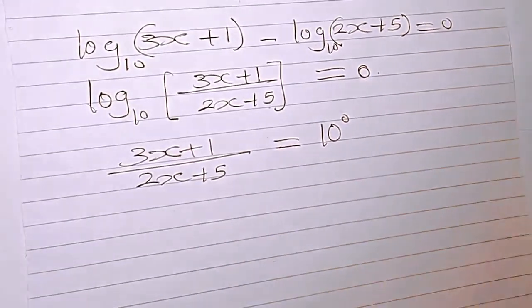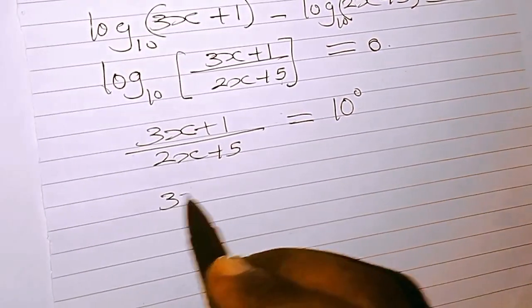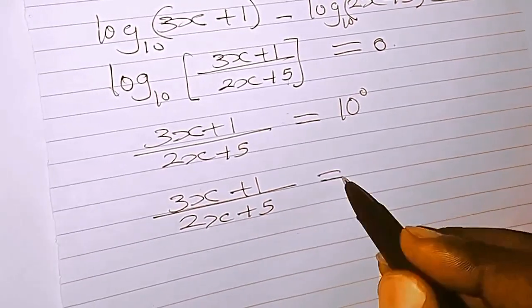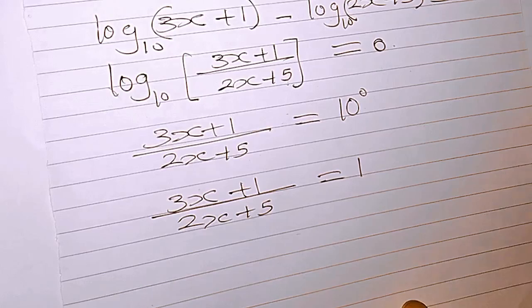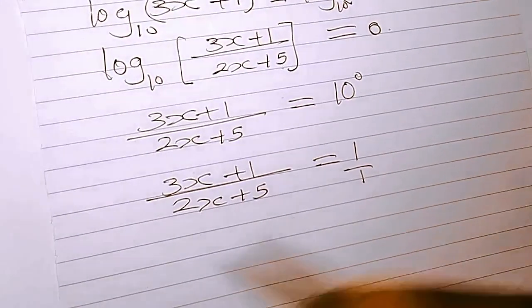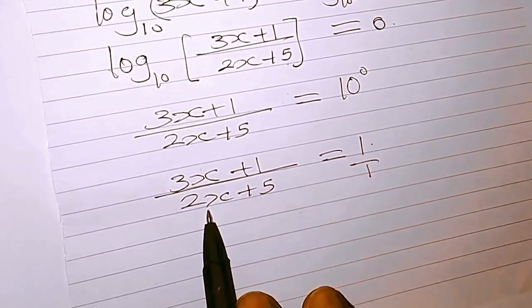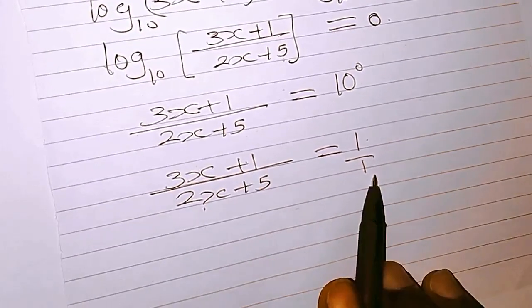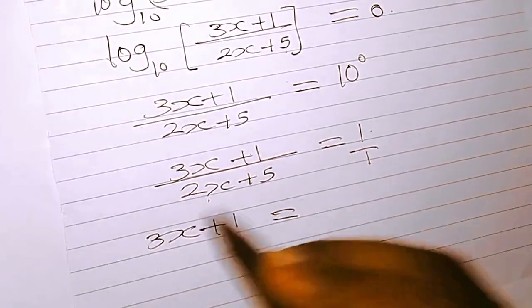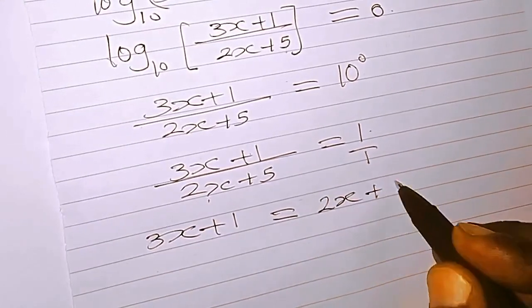10 raised to the power of 0 this way. And therefore, here is 3x plus 1 over 2x plus 5 equal to 1, because whatever raised to the power of 0 is 1. And then we just want to go ahead and do cross multiplication. So doing cross multiplication here, 1 times everything we have here is equal to 3x plus 1. So we can just write it as 3x plus 1 equal to 1 times everything. The term remains the same.